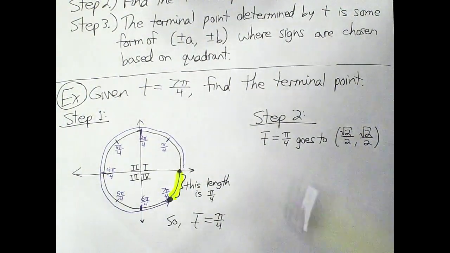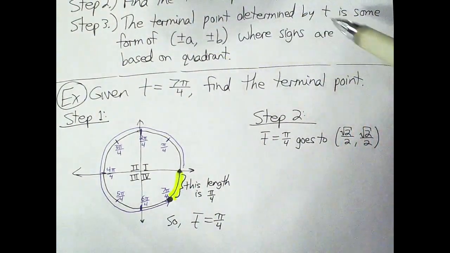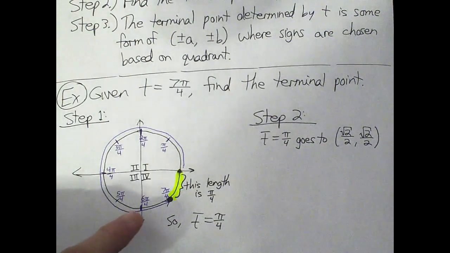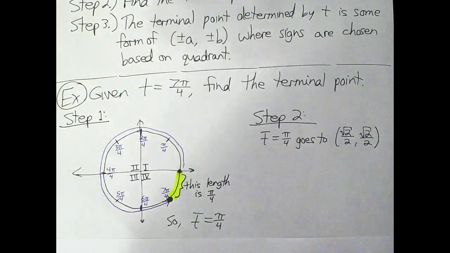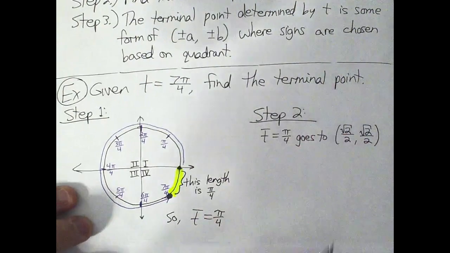Let's just look. What does it say up here? Step 3 is going to be the terminal point determined by t is some form of this, but we have to figure out whether it gets a plus or a minus for the first coordinate and a plus or a minus for the second coordinate. I think you might even be able to tell just by looking at what's right here. Let's answer, maybe we can just answer it right here.